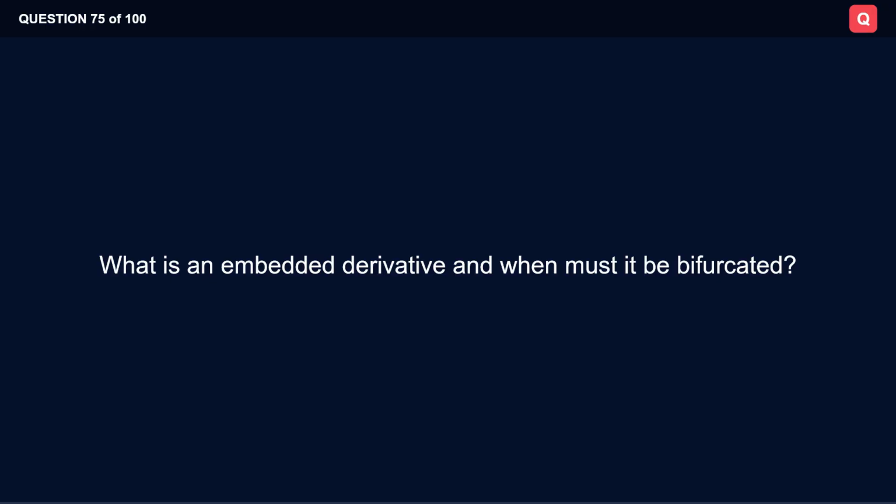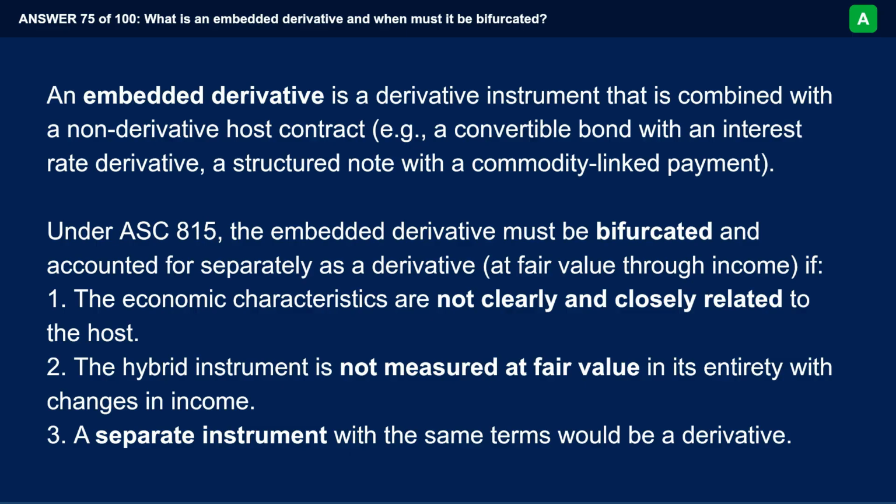What is an embedded derivative, and when must it be bifurcated? An embedded derivative is a derivative instrument that is combined with a non-derivative host contract. For example, a convertible bond with an interest rate derivative, or a structured note with a commodity-linked payment.